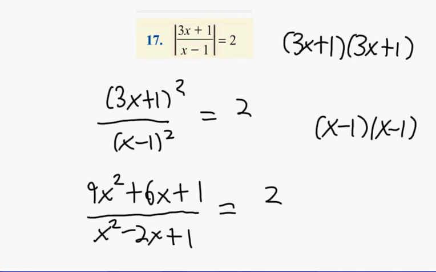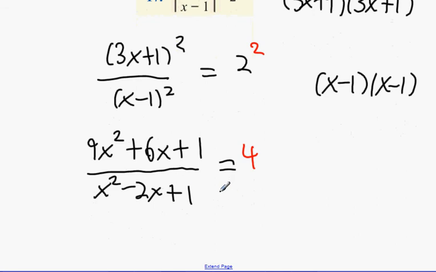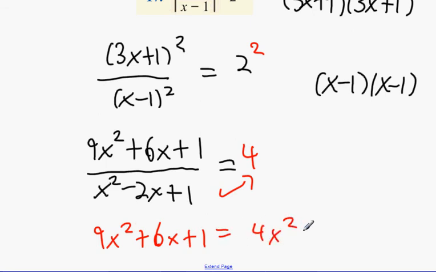Oh, I do actually, you're right. I had to square the 2 to turn into a 4. It's good to call. Now, what happens next, guys, is you cross multiply. 9x squared plus 6x plus 1 equals 4x squared minus 8x plus 4.